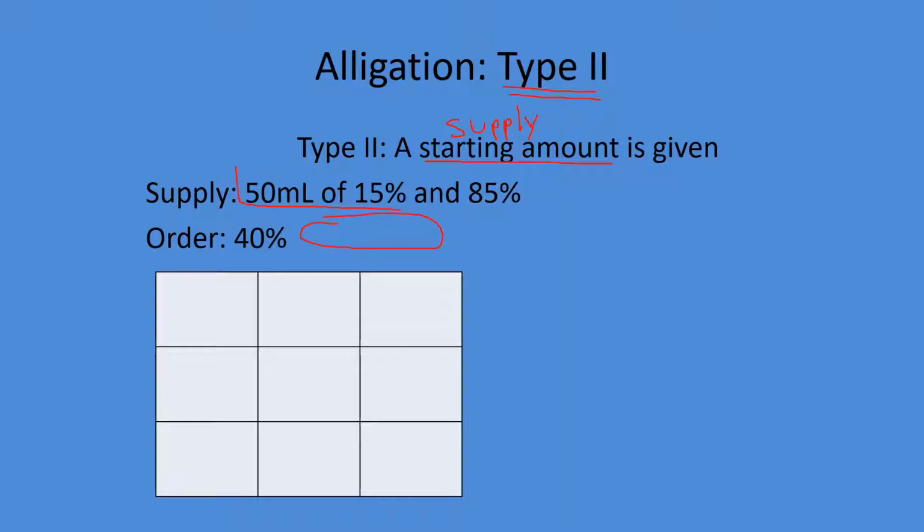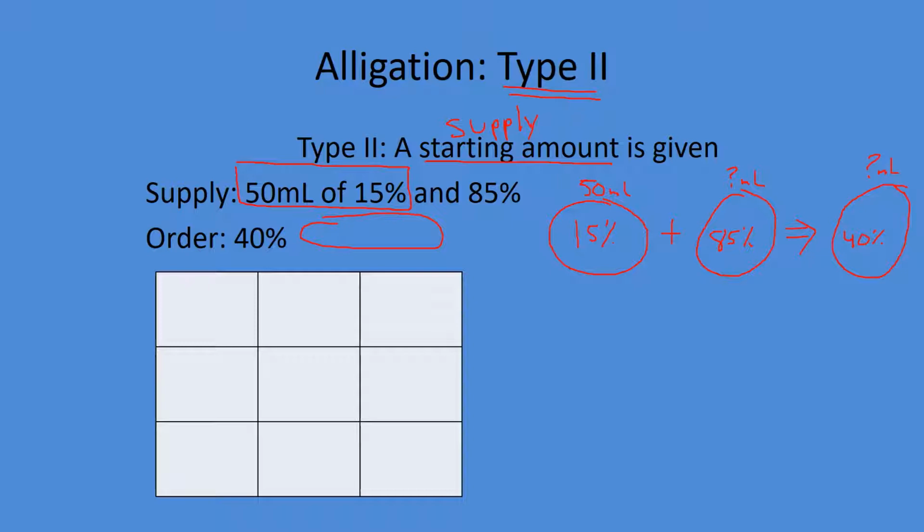So what this is saying is we have to start off with 50 mLs of our supply. So we have 50 mLs of 15% solution. Right, and we'll need to add 85% solution, but we don't know how many mLs. And once we add those two together, we should end up with 40%. And we'll need to figure out that final volume.